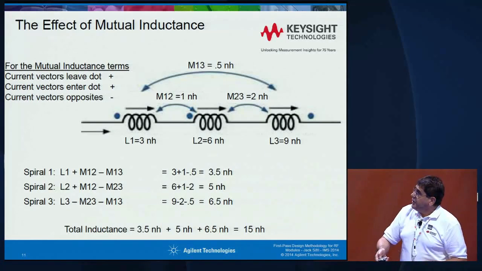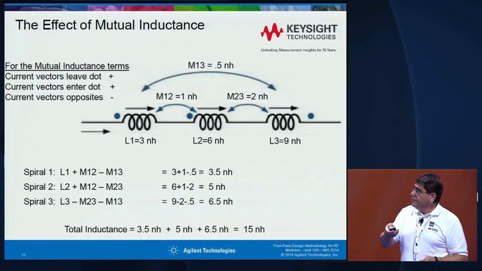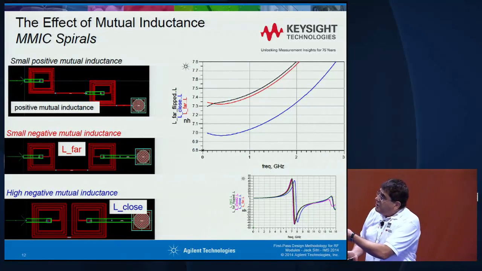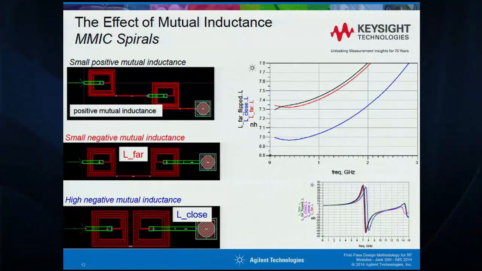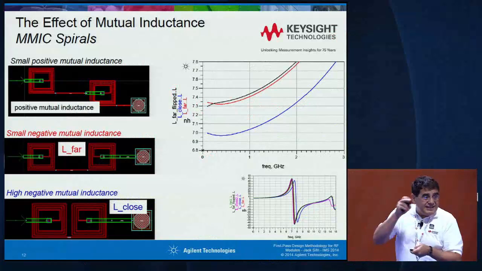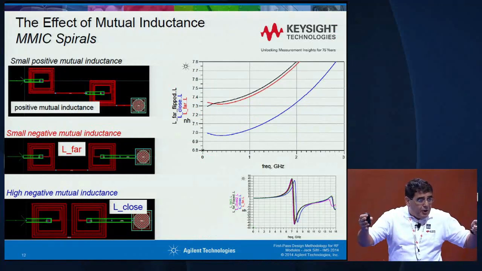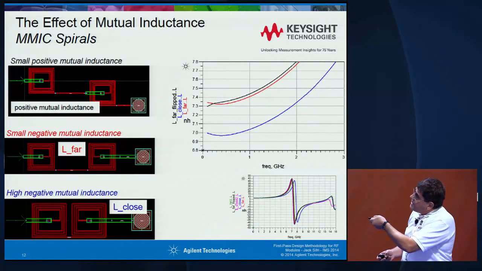To illustrate this, I put a case study. I put a spiral inductor here. Notice the current goes through the green, so they are in the same dot going in. The mutual inductance is kind of low because the 2 spirals are far apart. Notice the inductance is the black curve.